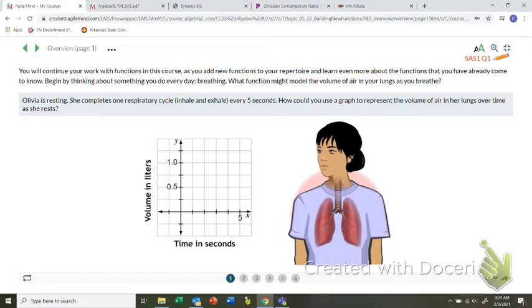Begin thinking about something you do every day. We breathe every day, okay? What function might model the volume of air in your lungs as you breathe? So right now, I want you to take a big breath. So inhale and then exhale. Okay? Now watch what happens when I play this graph.